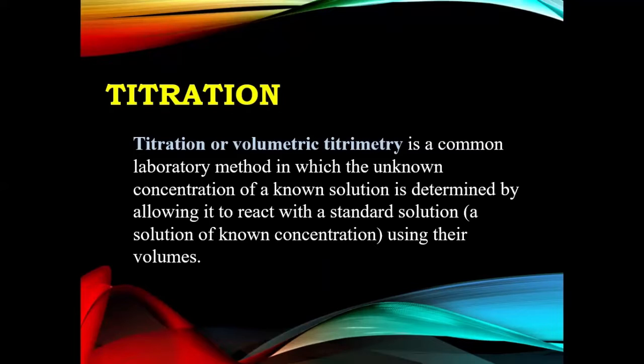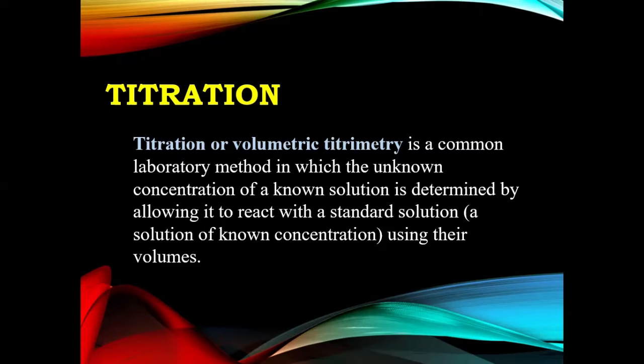टाइट्रेशन और वॉल्यूमेट्रिक टाइट्रीमेट्री is a common laboratory method in which the unknown concentration of a known solution is determined by allowing it to react with a standard solution using their volumes. And what is a standard solution? A standard solution means a solution of known concentration.